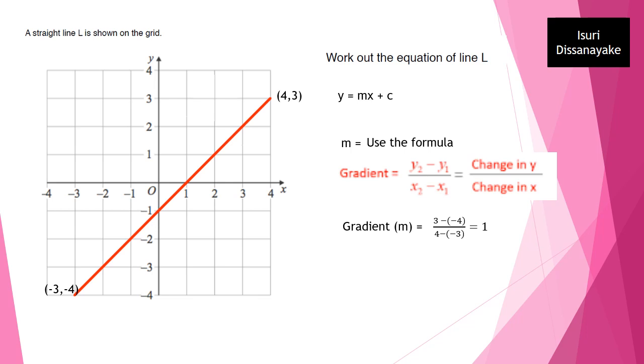And we also have to know what c is. C is the point where the graph cuts the y-axis. You can clearly see that the graph cuts the y-axis over here, that is minus 1. So the equation of the straight line is y equals 1x. In this case, I don't write 1. You just write it as x. So y is equal to x minus 1.